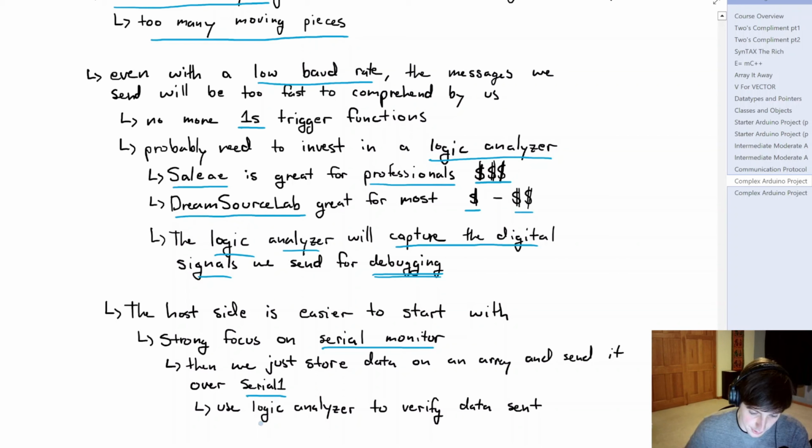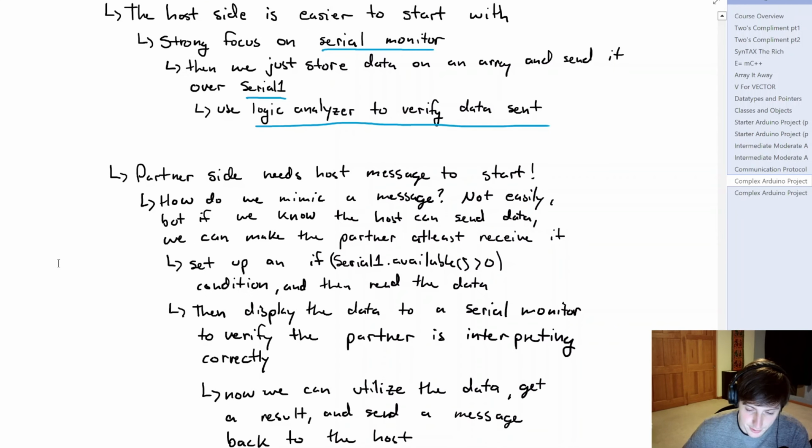And then we can use the logic analyzer to verify that the data being sent is the data that we want to be sent. So if we can get the host to take some data from the serial monitor and then push it over the UART1 channel or the serial 1 channel, then we're in pretty good hands to work on the partner. And the partner is actually going to be a little bit harder because we need that message or that data to start.